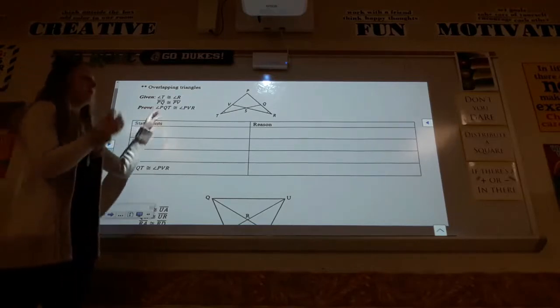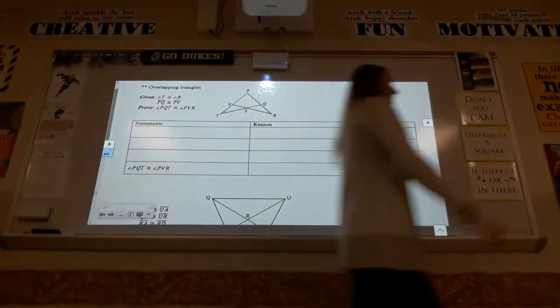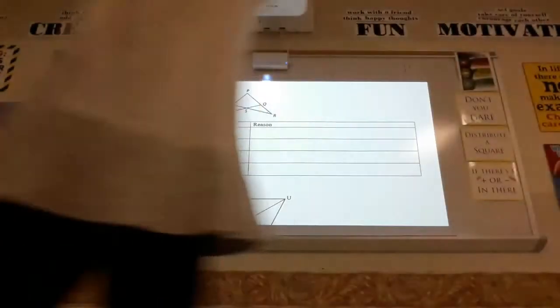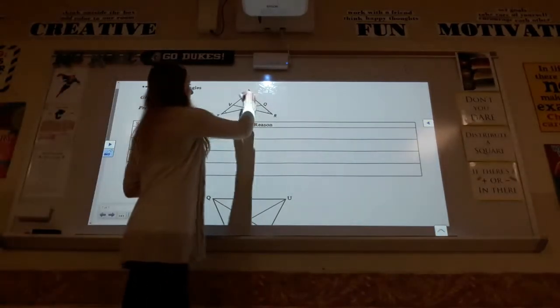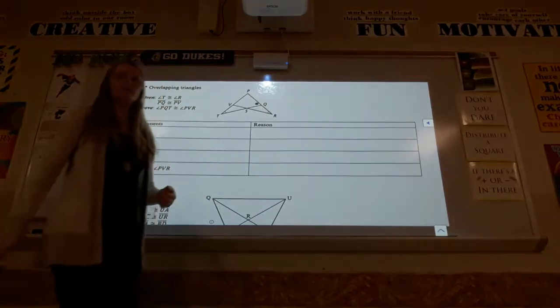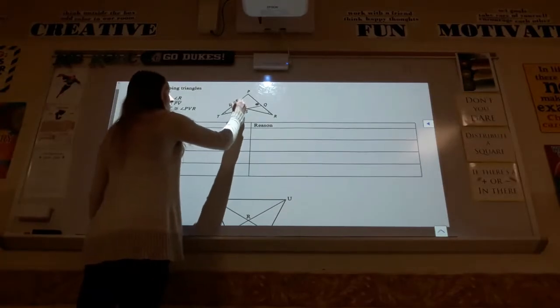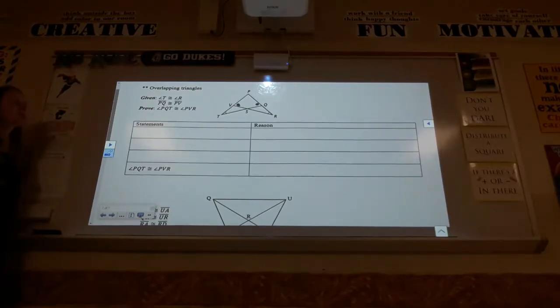So if I'm trying to prove, I'm going to use my marker to show the angles that need to be congruent. Hold on. Alright, so I'm trying to prove that PQT, which is right here, I'm just going to draw little dots to illustrate, is congruent to PVR, which is right here. Alright, so I'm trying to prove that those two are congruent.